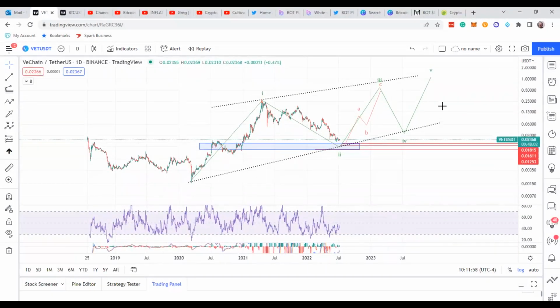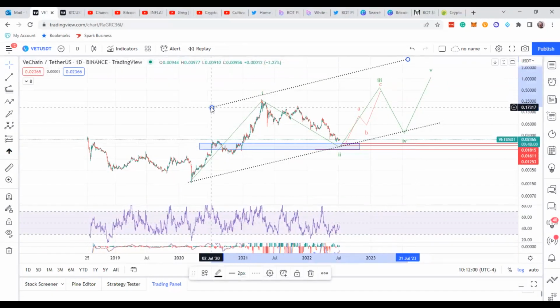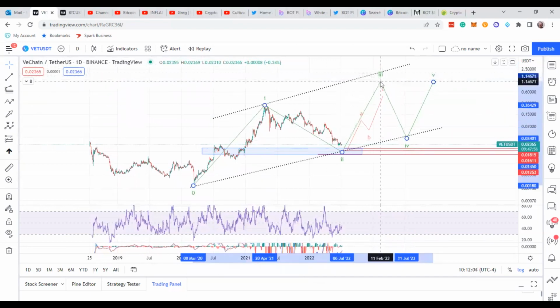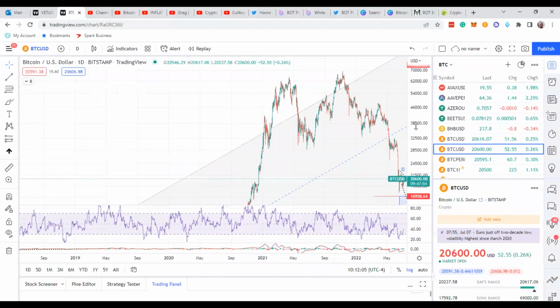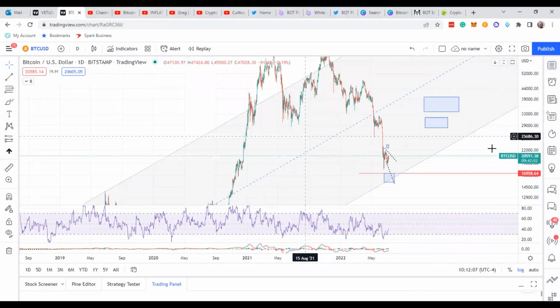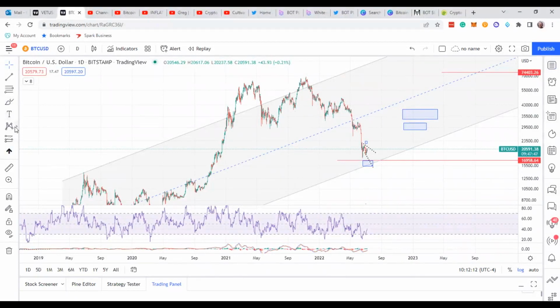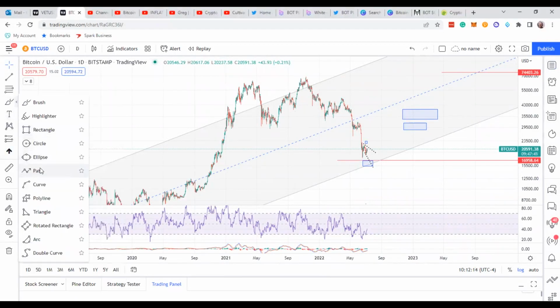Now it could be really bullish too, guys. So it could be an expanding diagonal where it might shoot up even higher like that. Now here's the thing. Let's go over Bitcoin real quick. I'll show you something. Let's say perhaps Bitcoin is not bullish. Okay, perhaps Bitcoin is not bullish at all.